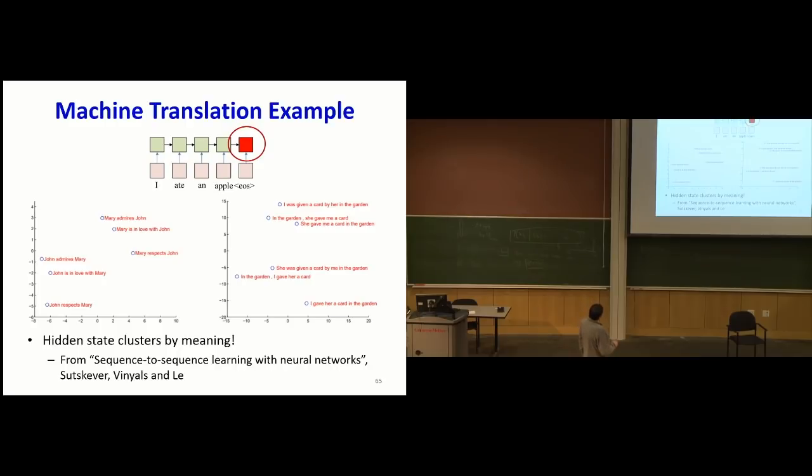So here, after having trained the system, they actually show a two-dimensional visualization of the hidden representation obtained using, I think, PCA. And look at how things cluster up. John admires Mary. John is in love with Mary. John respects Mary. All of these come close to one another. You flip it and you say Mary admires John. Mary's in love with John. They have the same kind of relationship as this guy, but the two groups are very far apart.